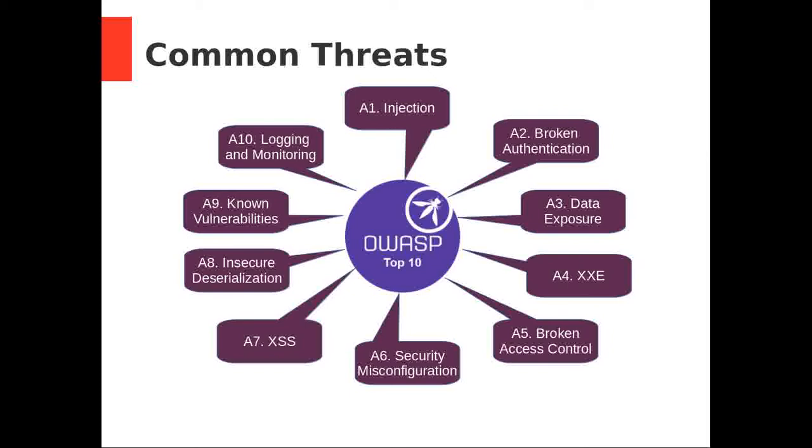Security misconfiguration: not configuring the application or supporting infrastructure with the most secure settings possible. Cross-site scripting, or XSS, allows an attacker to execute scripts in a client browser in order to hijack sessions or change site data. Insecure deserialization: using an API or application that has been tampered with.